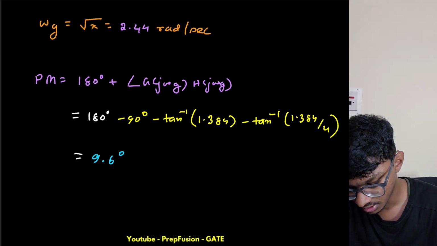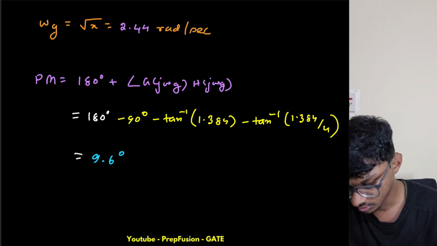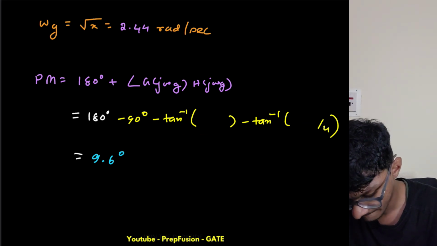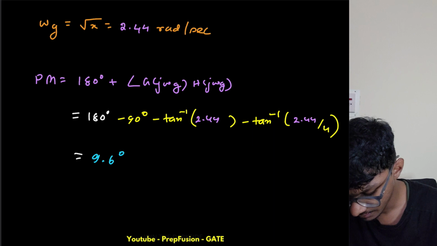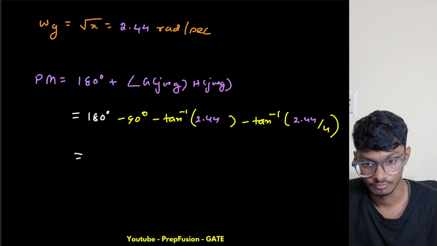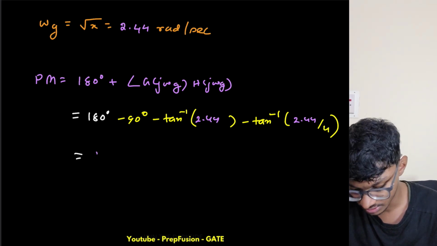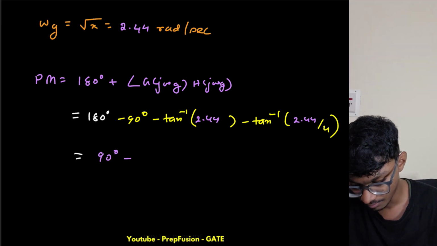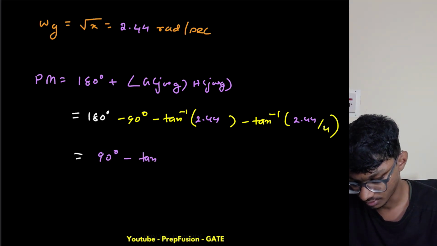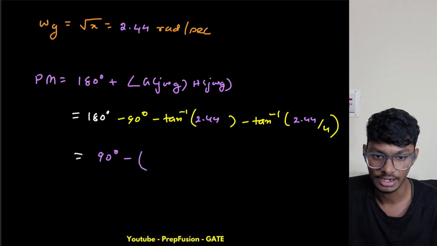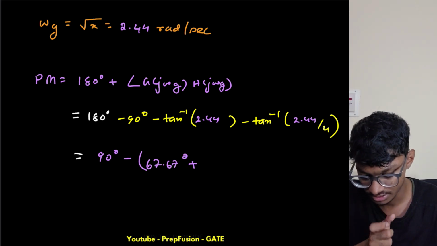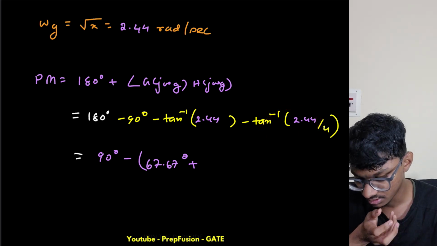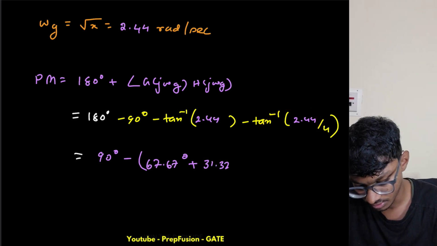Now what is my omega GC? My omega GC is like this. So I will replace this one with 2.44, right? So what does my phase margin become? If I put omega GC equals 2.44, then obviously this will be 90 minus, not minus of, take common, tan inverse 2.44. I've already written it down. It is something around 67.67 degrees, right? And this is around 31.32, okay, 31.32.